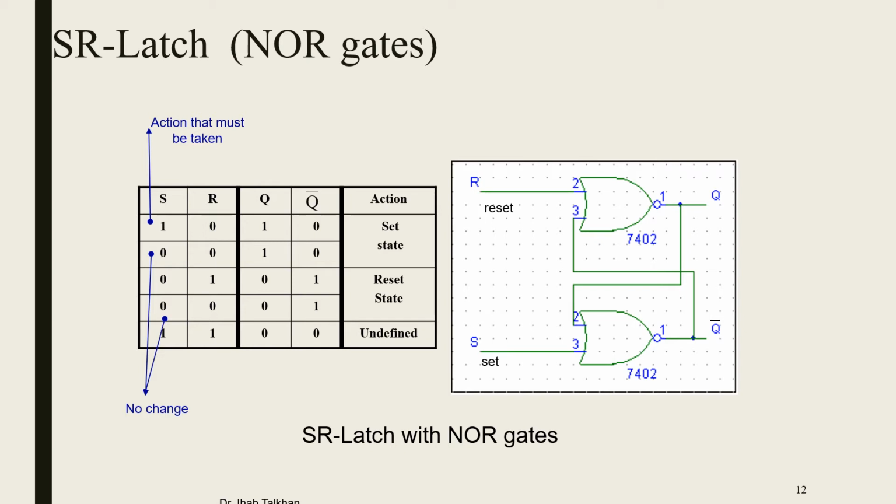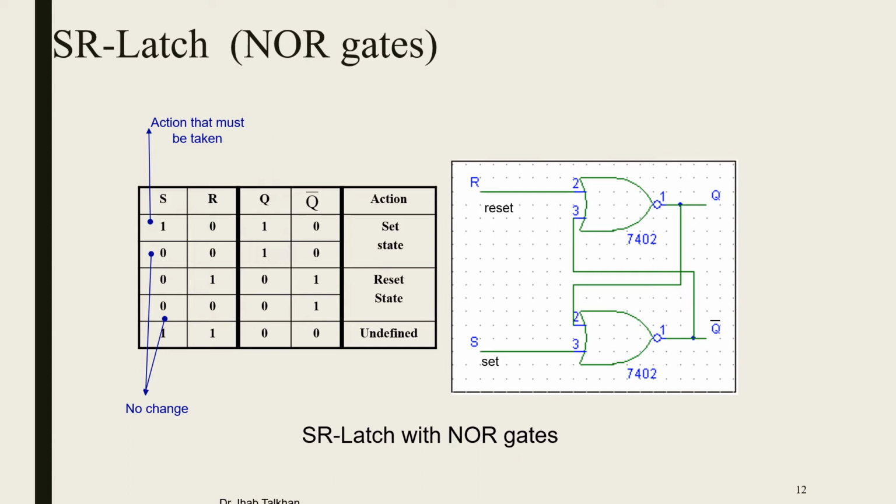After that, if you have S equal to 0 and R equal to 1, you will get Q equal to 0 and Q bar equal to 1, because the 1 on R will reset the Q, and this is what we call the reset state. And if you apply again 0 and 0, this means no change, the 0 stays 0 and 1 stays 1 until further changes on the S and R.